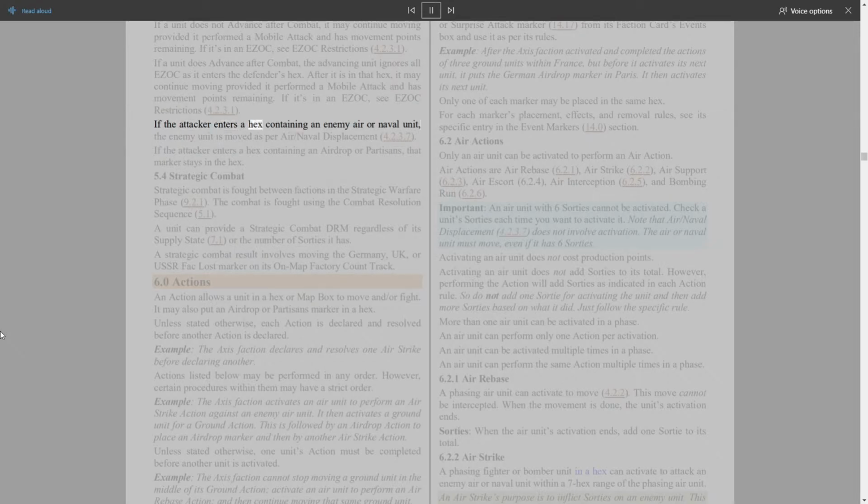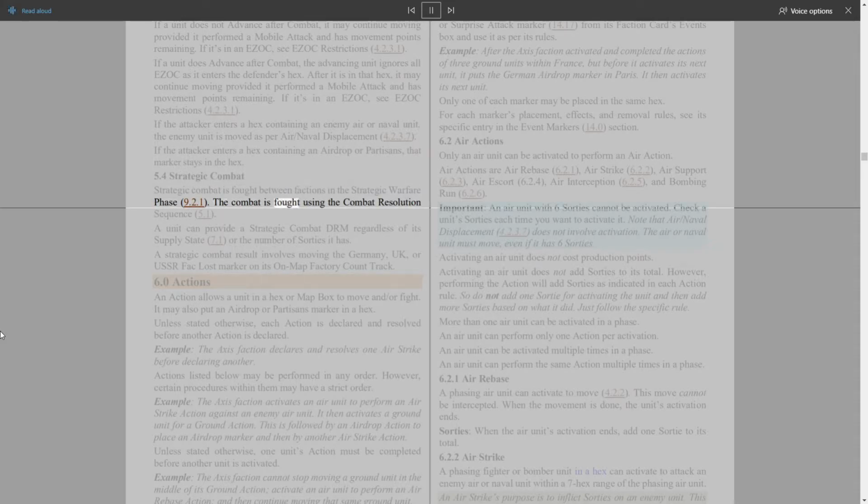If the attacker enters a hex containing an enemy air or naval unit, the enemy unit is moved as per Air Naval Displacement 4.2.3.7. If the attacker enters a hex containing an airdrop or partisans, that marker stays in the hex. 5.4 Strategic Combat. Strategic combat is fought between factions in the strategic warfare phase in 9.2.1.